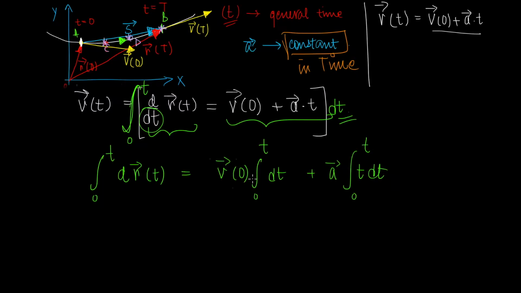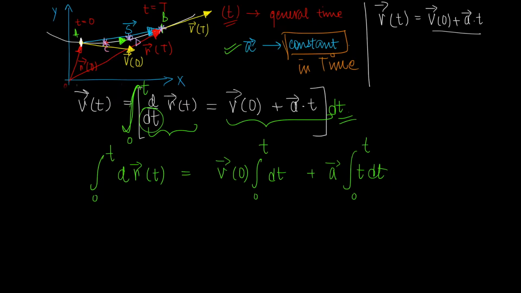It's simple to see that I've taken v of 0 and a outside the integrals because they are independent of time. v at time t equal to 0 is a constant. It's obviously known. It does not change with time. It's a known velocity at which we start measuring our motion. Acceleration, by a condition, is also a constant, and hence both of them can be taken out of the integral sign.